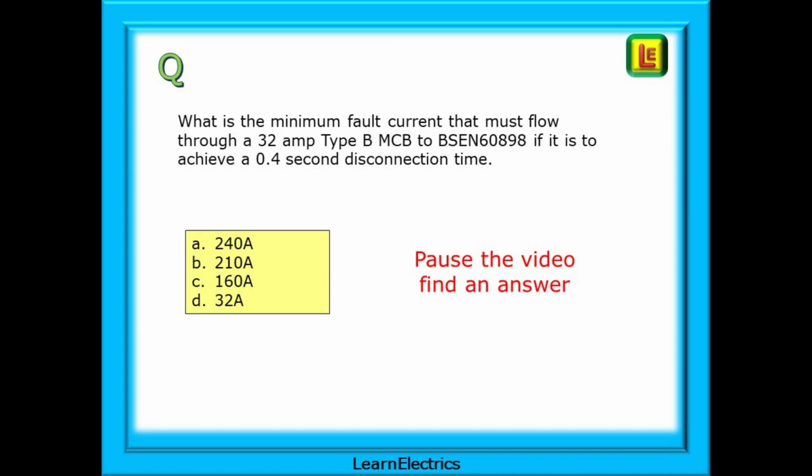Using the time and current chart in figure 3A4 on page 417, answer this question. What is the minimum fault current that must flow through a 32 amp Type B MCB to BS 7671 if it is to achieve a 0.4 second disconnection time? You have 4 choices. Pause the video and find an answer. My choice is on the next slide.